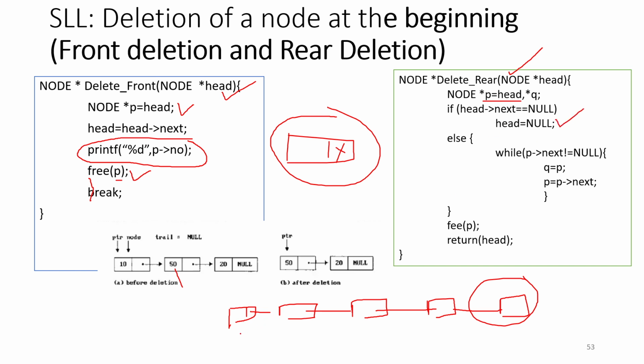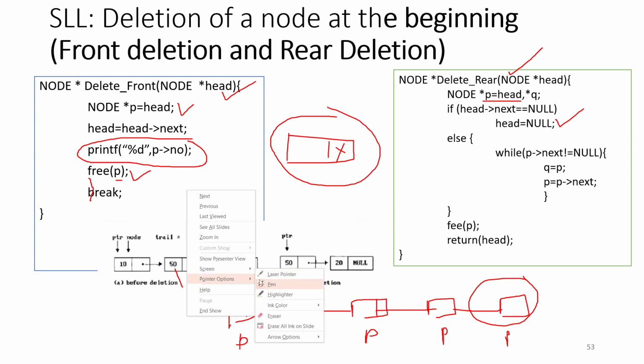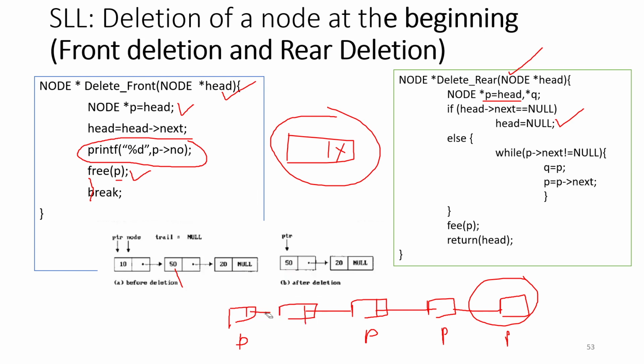Otherwise, what to do? This is a temporary node. Check whether its next field is null or not. No. Go to the next. P equal to P of next. Is the link field null? No. Go here. Is P of next null? No. Go here. Is P of next null? No. P of next is null. Okay. So you can delete it, but there is a problem. That you can solve in this way.